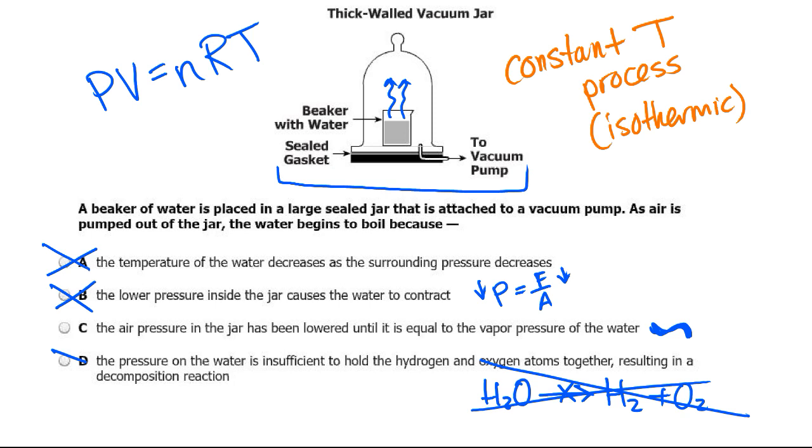When water liquid turns into water vapor, it's still H2O. So the one that makes sense to us is that the pressure in the jar is lowered. Air is getting sucked out of the vacuum, or out of the bell jar, until the water has so little pressure pushing down on it that it can actually vaporize into a gas. And remember that boiling does not necessarily have to happen at a high temperature if it happens at a low pressure.